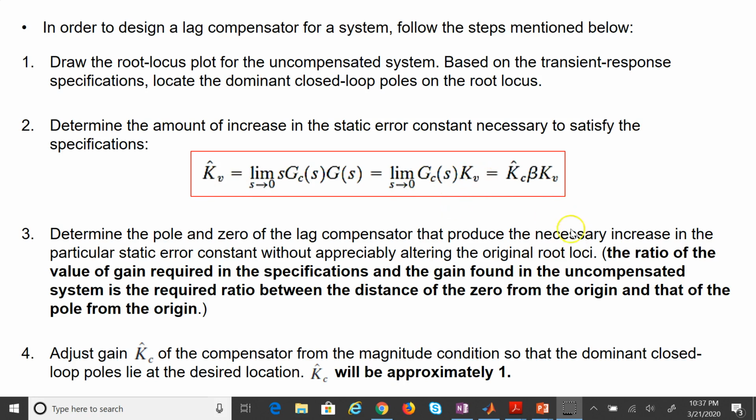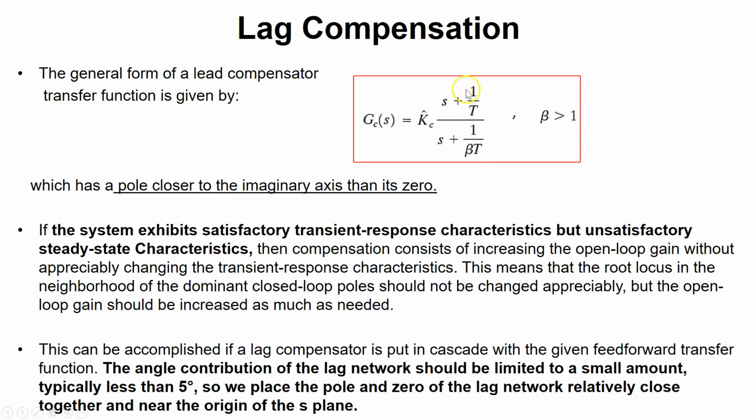And then based on beta, which is the ratio between the location of what? Pole and zero, right? If you go back here, the zero is at 1 over T, the pole is at 1 over beta T. So if beta is 10, 10 is the ratio between what? Location of zero and location of the pole. For example, if zero is at 0.5, then pole is 10 times closer to the origin, which is 0.05. Okay, so that's beta is the ratio between the location of zero and pole.